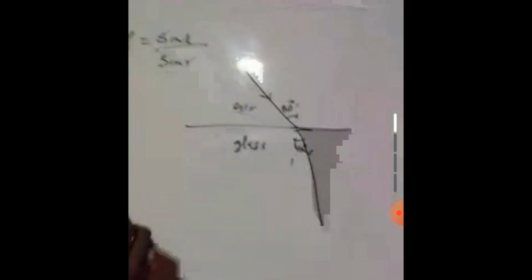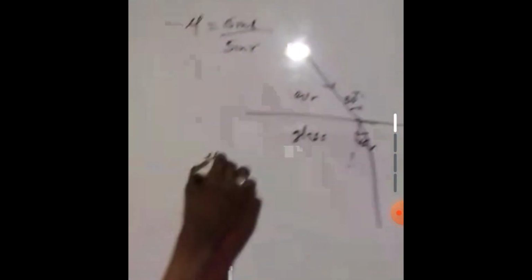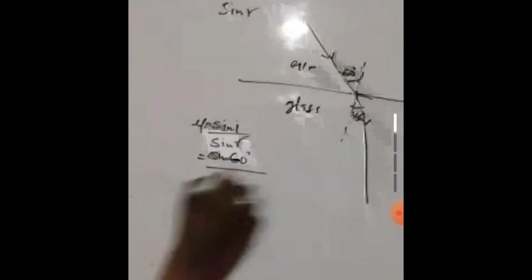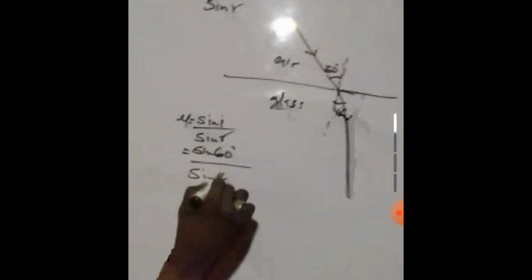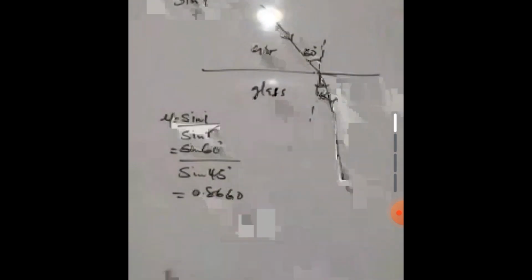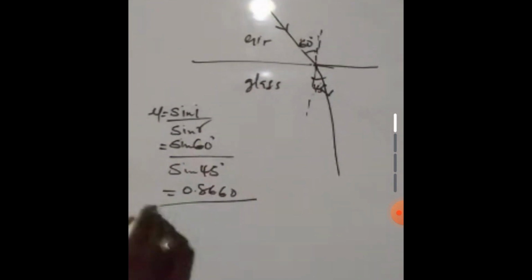We'll just use the second law, Snell's law of refraction, that refractive index is equal to sine of angle of incidence over sine of angle of refraction. Since angle of incidence is 30, angle of refraction is 45. Okay, let me use 60. So sine 60 over sine 45 degrees. If you press your calculator, sine 60 is 0.8660.